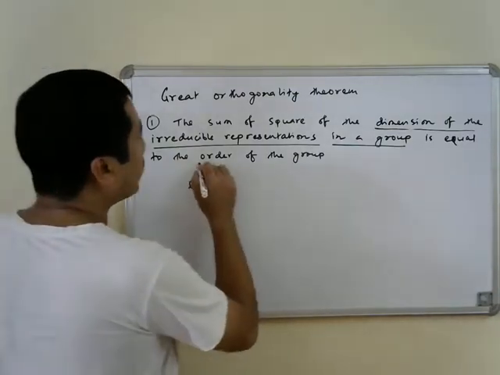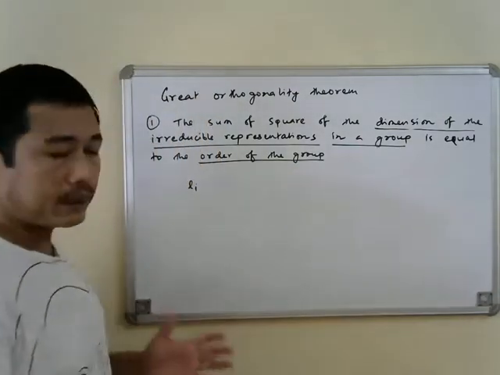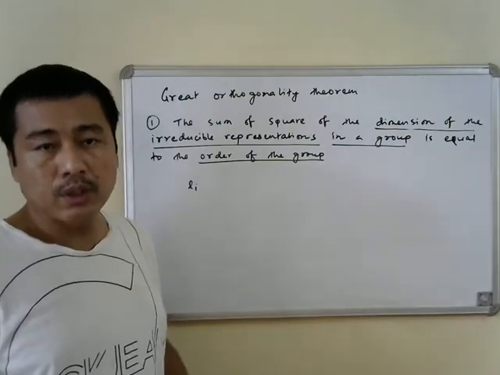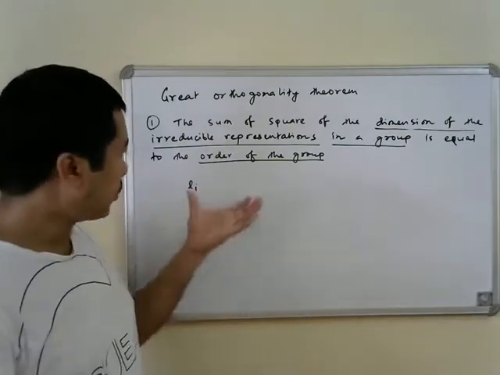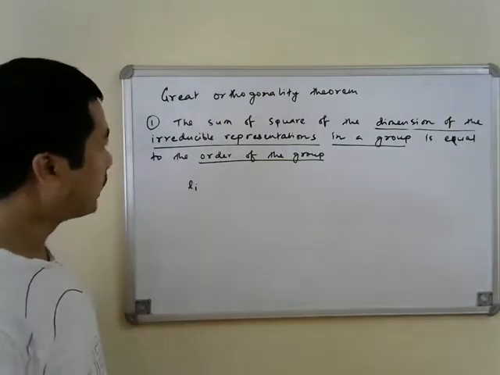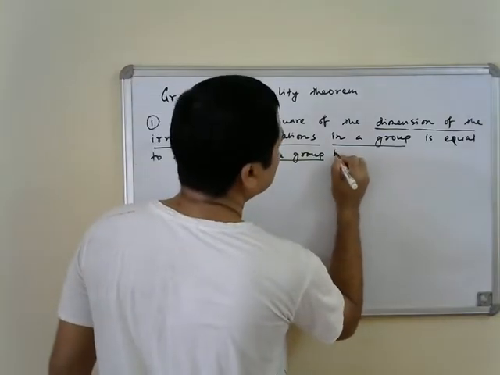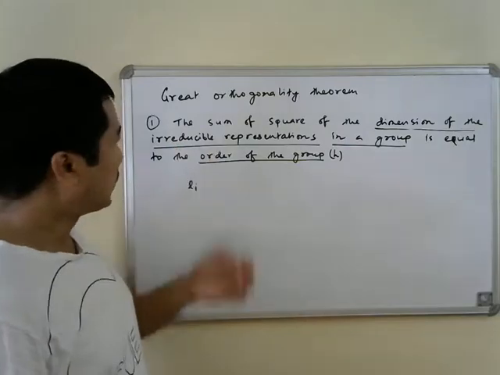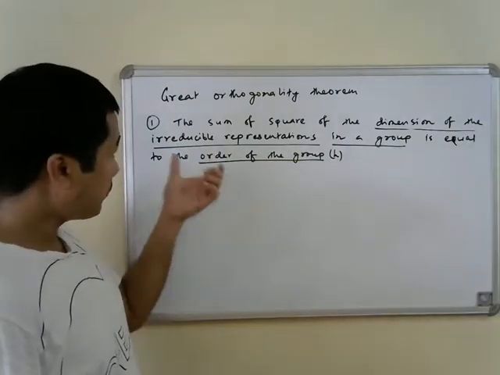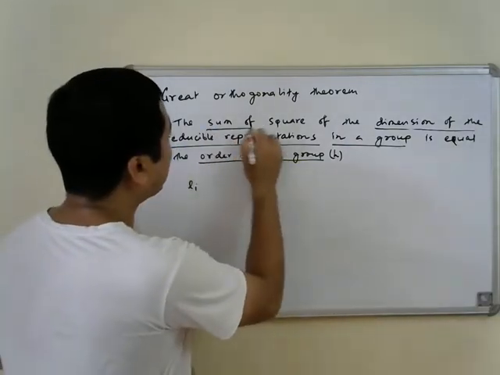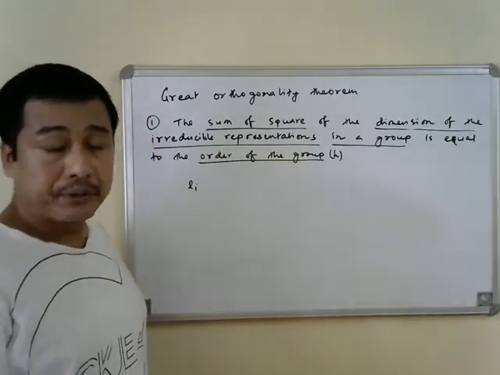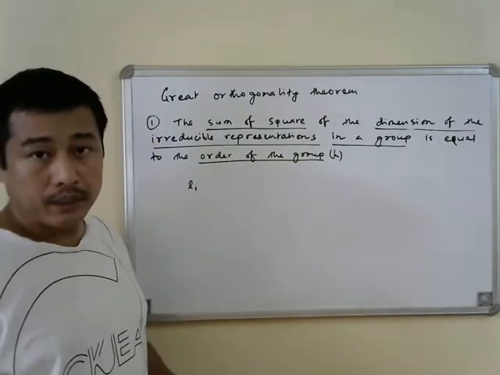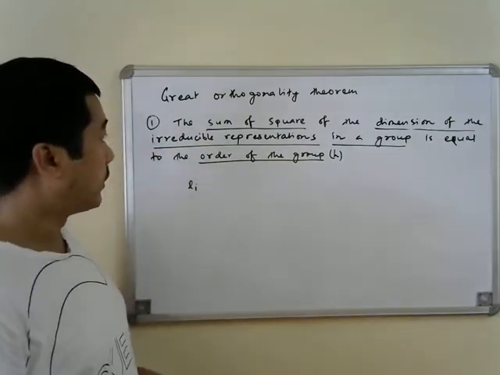Now, what is the order of a group? We have already learned that the number of symmetry operations within a group is known as the order of the group, and we usually use the symbol small h to denote the order of a group. So, what does this expression tell us then? That the sum of the square of the dimensions of all the irreducible representations is equal to the order h.